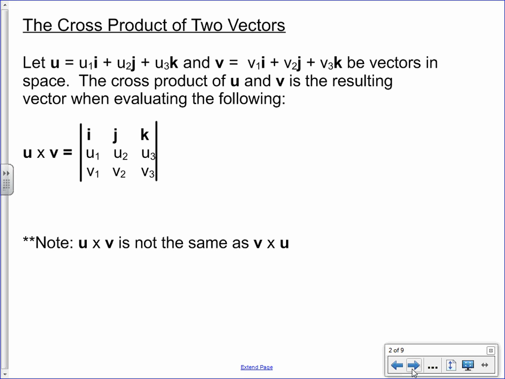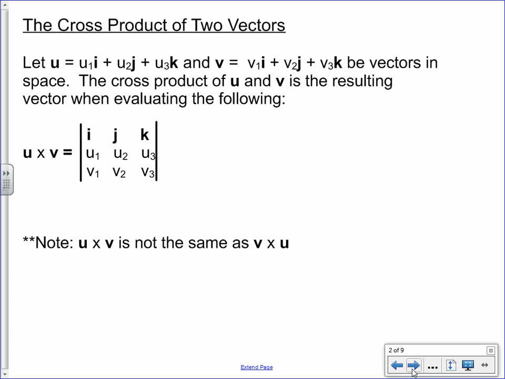The order in which you put your vectors in is important. Notice that this is U cross V. U is in the second row, V is in the third row. U cross V and V cross U are not the same. This is not a commutative operation. So it is important that whatever vector comes first is in that second row.